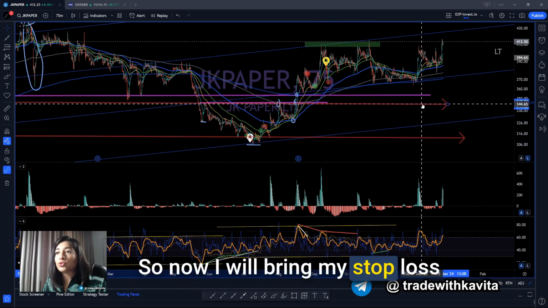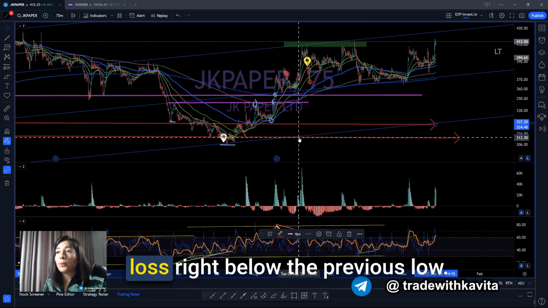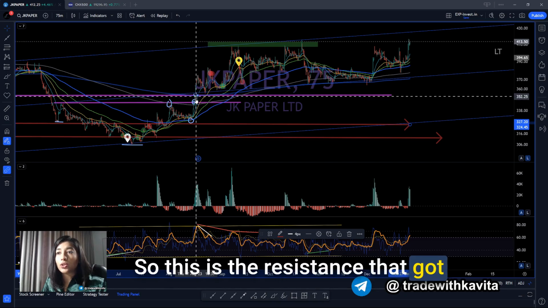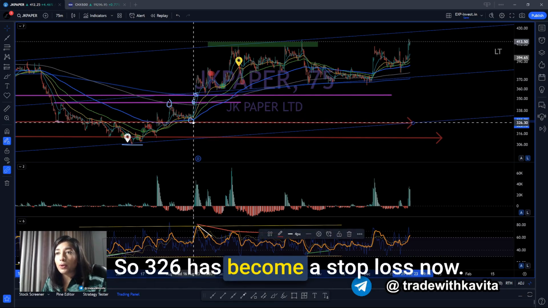So now I will bring my stop loss right below the previous low. So this is the low. This is the resistance that got breached, and this was the low. So we will revise the stop loss here. So 326 has become our stop loss.